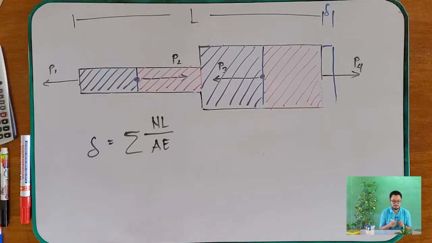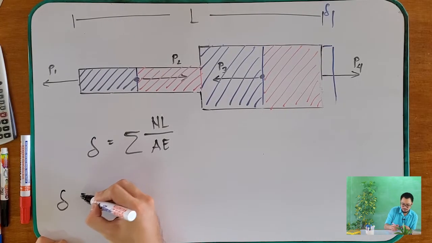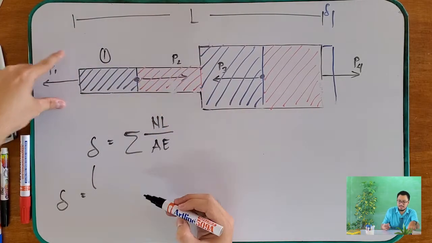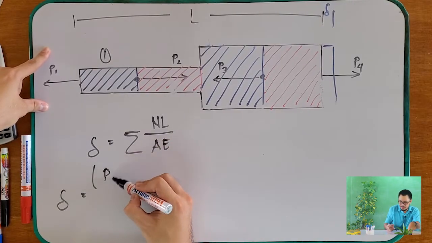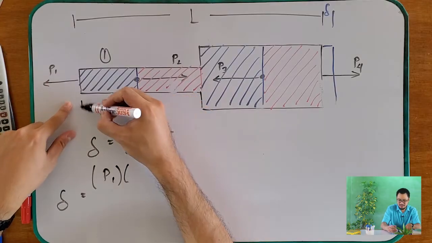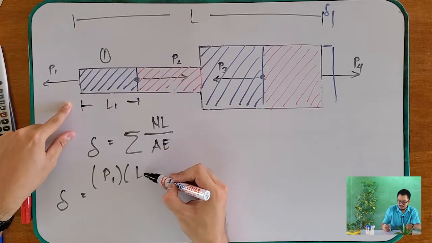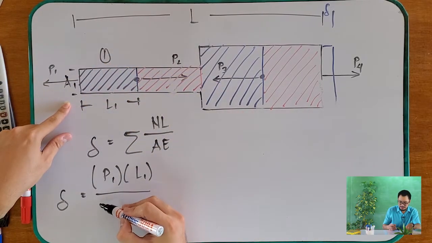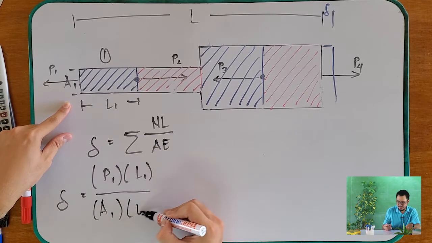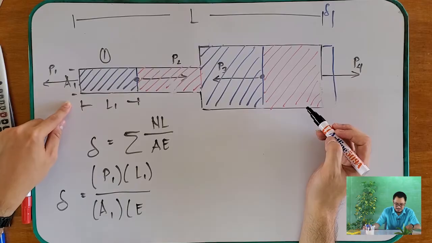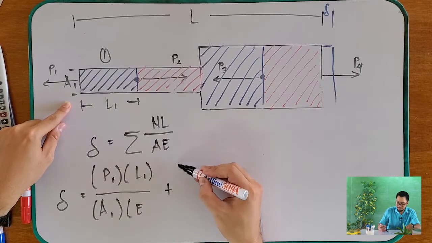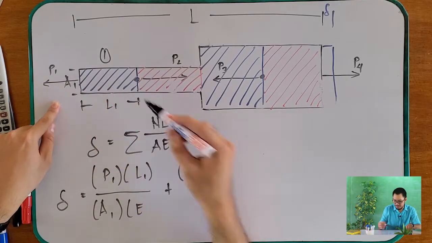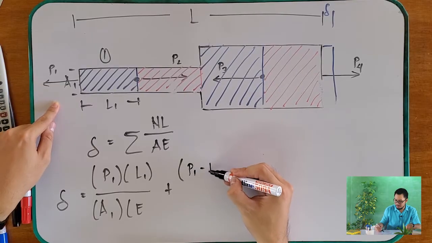So, what is that? Equal to. Okay, let's say, region 1. What is that? That is P1 times the length, L1. So P1 L1 over the cross-sectional area A1 times E. There is no change in the modulus of elasticity here. Okay? Then plus, what happens here? P1 is the load here until it reaches this point. So this is P1 minus P2.